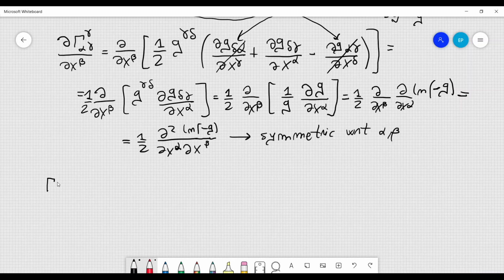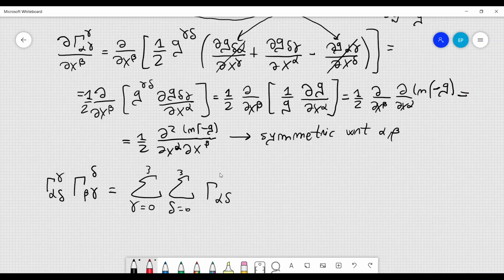We have Γ^α_δγ times Γ^β_γδ. But δ is a dummy index here because we are summing over δ. So we also have to remember that when we have a superscript and a subscript, we have to sum over them. And here we also have γ, which is another dummy index. So let me remind you that this expression means that we have to sum over the index γ from 0 to 3, and we also have to sum over the index δ from 0 to 3 of the same expression here. So that was just a shorthand notation which was proposed by Einstein, and it is very useful because we can omit these two summation symbols.